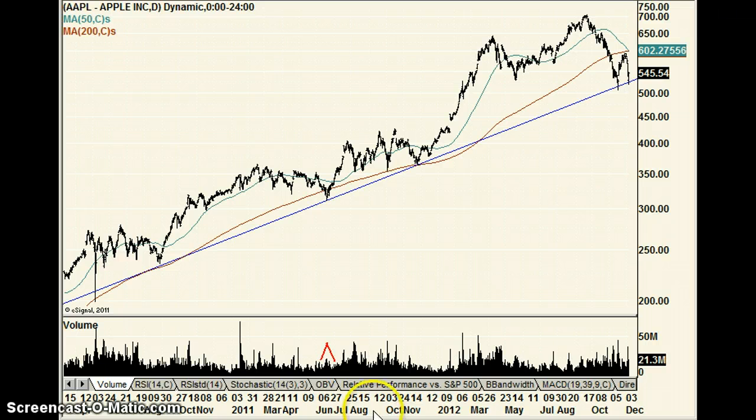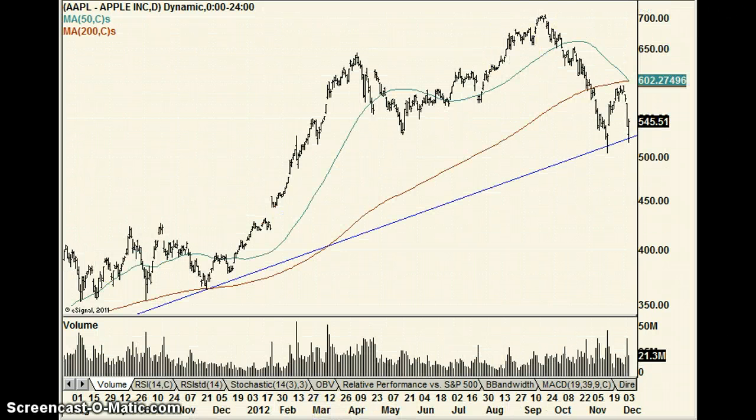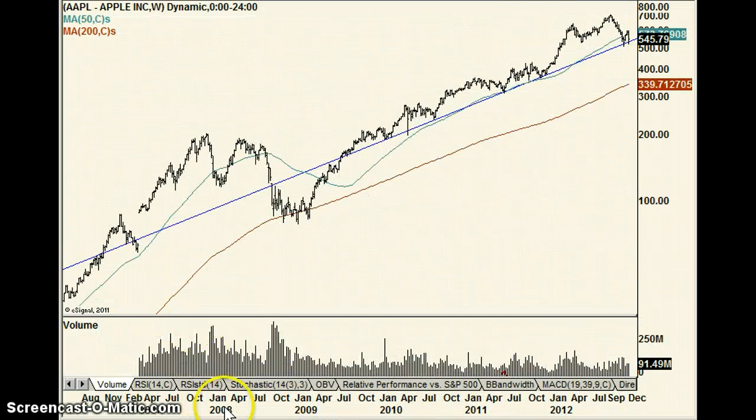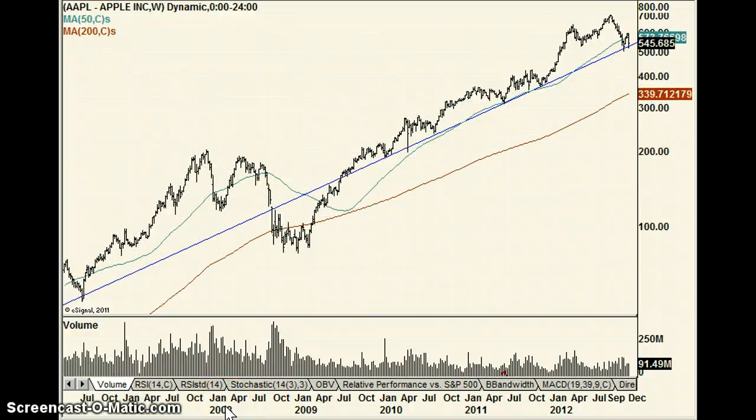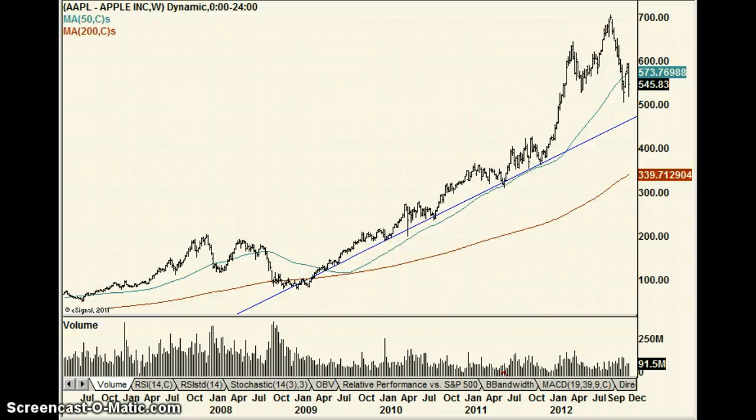Now I want to change this to a weekly view. Bear with me here. You can see the trend line isn't perfect. It does not go to the low in 2009, but you know something, after these major lows, the trend lines from there don't usually work. So take a look at that in linear format. You can see that there is kind of a way to go here, probably sub 500.